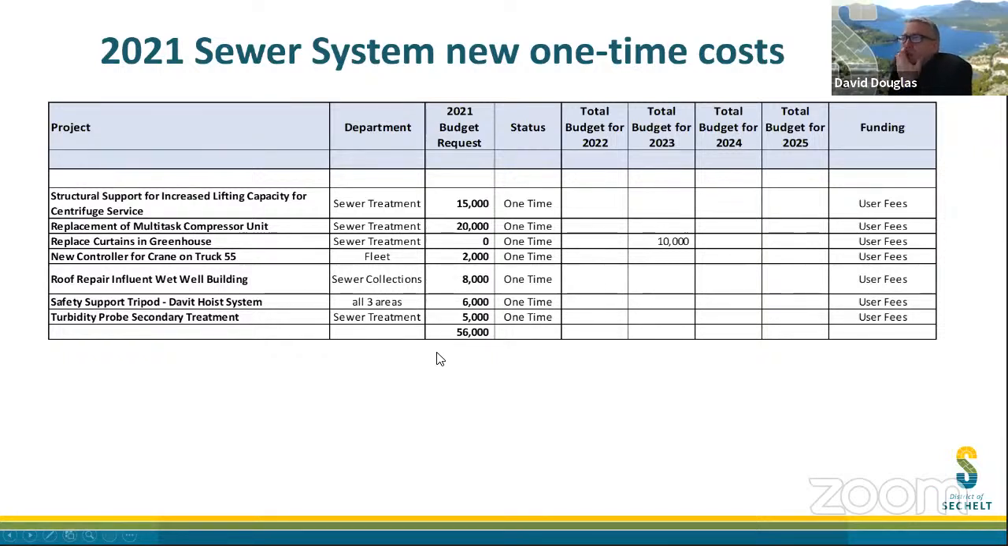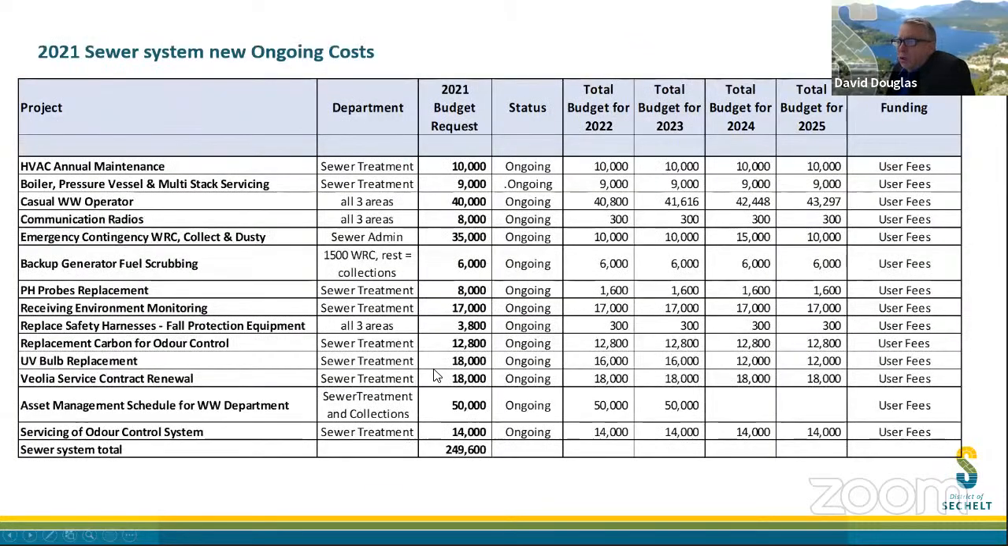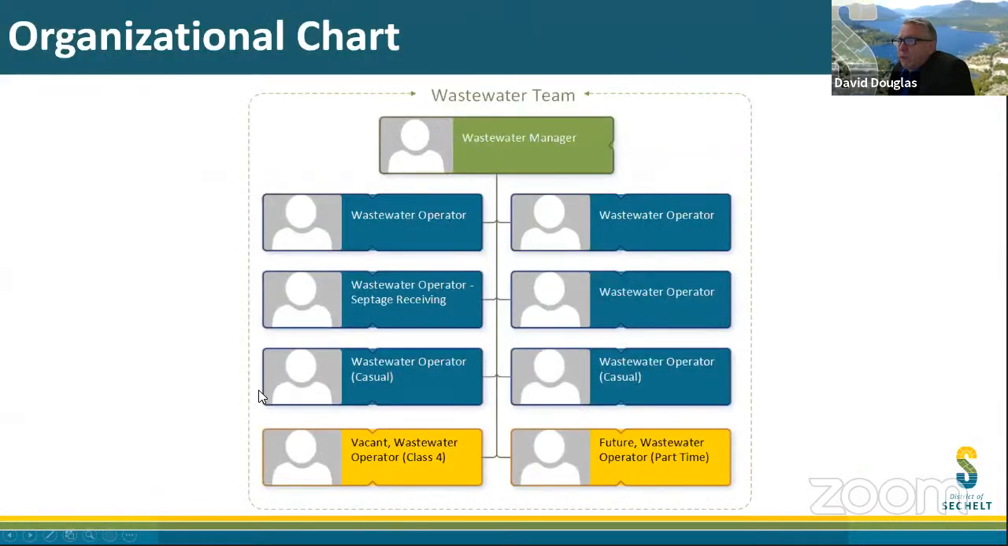Then a shorter list of new one-time costs that, once again, are important to keep the maintenance up in that facility. Included in the ongoing costs, and I'm just backing up one, are a couple of part-time people. One would be helping to operate the septage receiving area, and the other one would be utilized at the Water Resource Center. So this is just an overview of the organizational chart. We have asked for a part-time person at the Water Resource Center, and we have vacant what we call a chief operator. It's a class 4 operator.